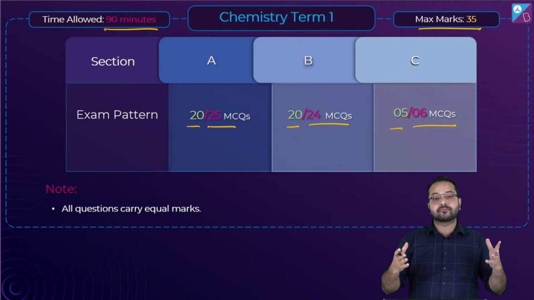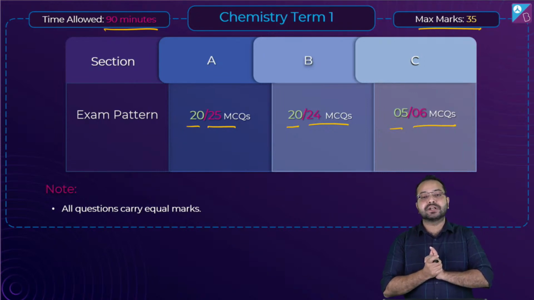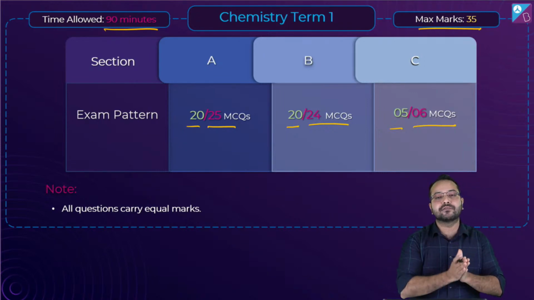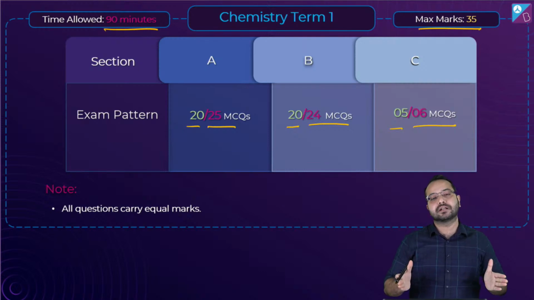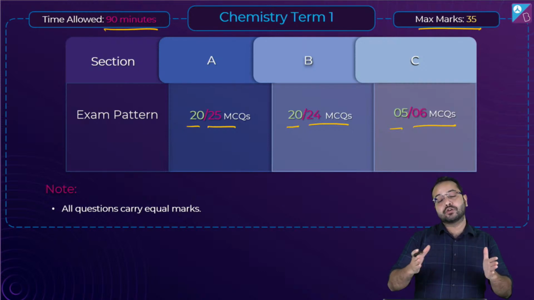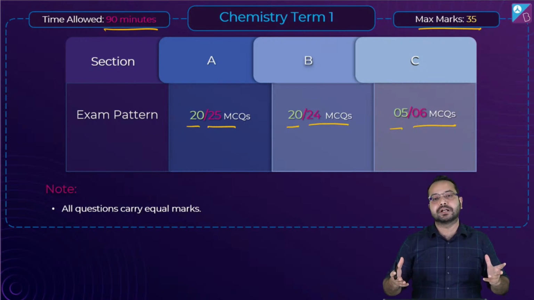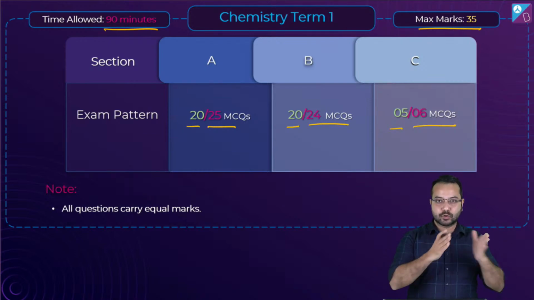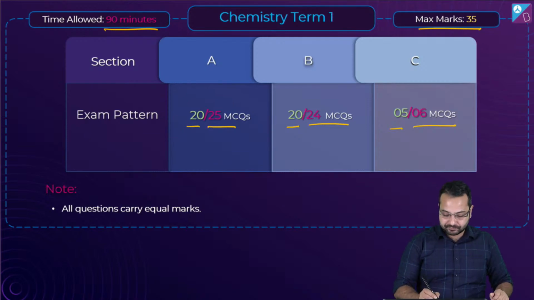Priyanshu is asking why the term 1 discussion. Term 1 discussion is there to give you a comparison between term 1 and term 2, so that we are absolutely clear about it. We don't want you to get confused between term 1 and term 2. That's why we're discussing it again, to give you a clear comparison.